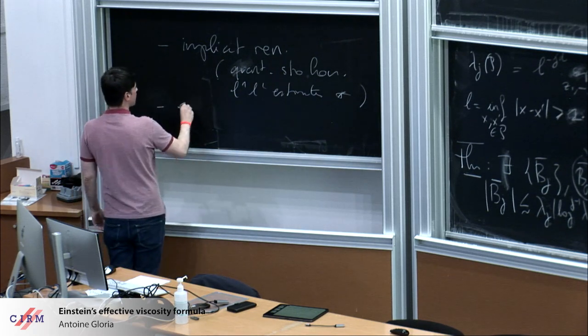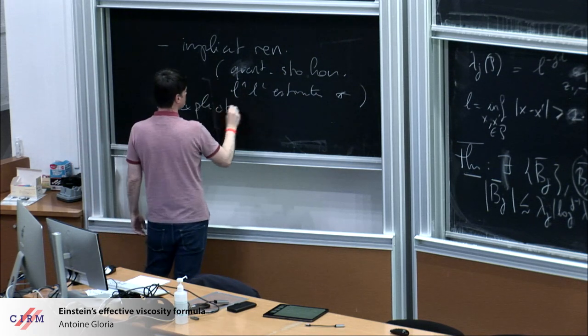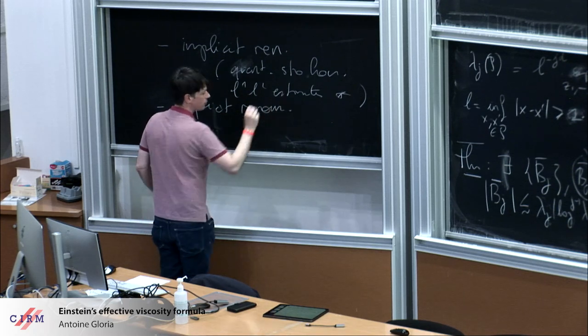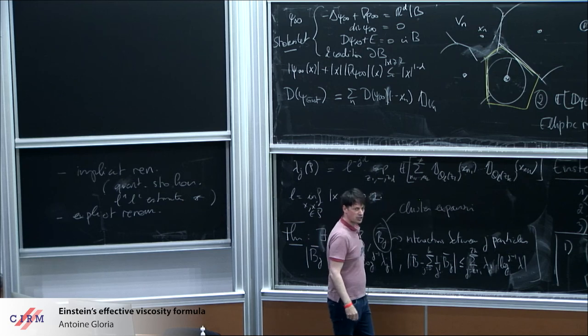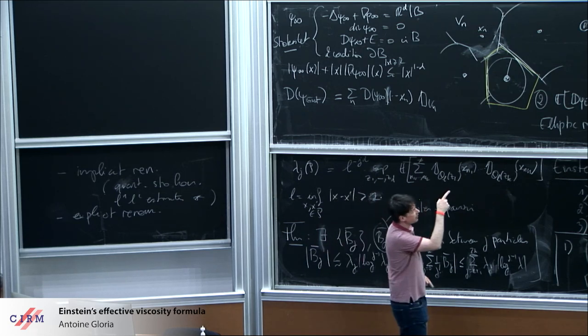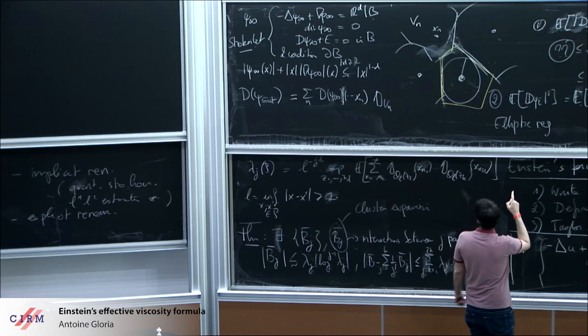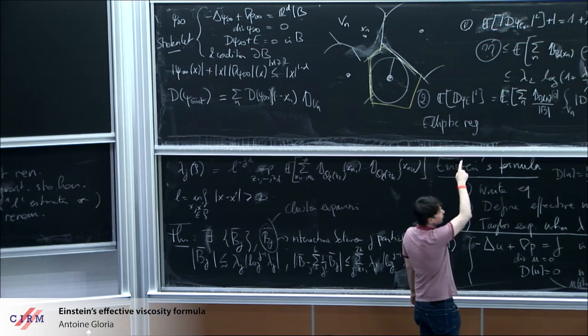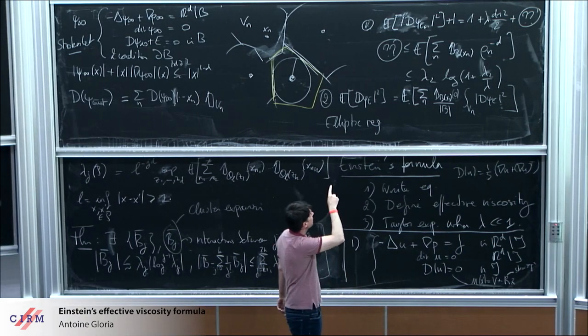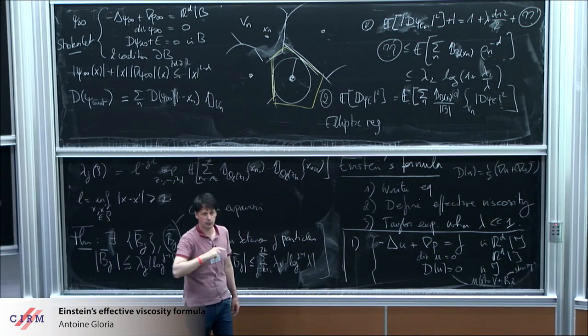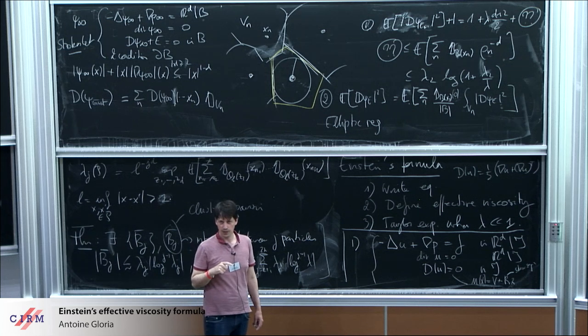And the second route is explicit renormalization. That's something that was done in physics first. So for the first order, Einstein's formula, it's pretty clear. It's hidden there because I've used the quadratic form here. Whereas at the beginning, it was the expectation of (d psi plus e) squared, right? And if you expand that, you have (d psi) squared plus 2 d psi e plus e squared. E squared gives me 1.